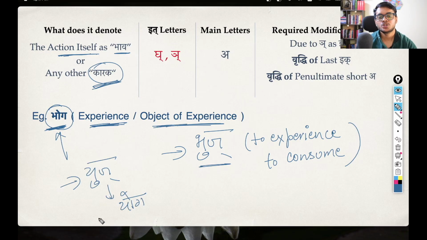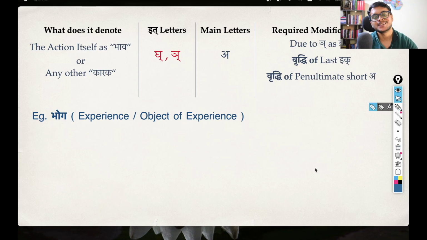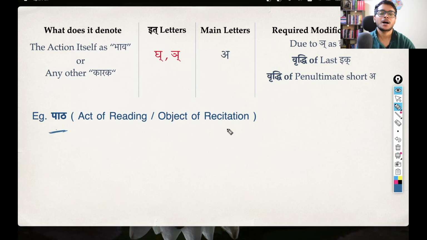So just as from yuj we got this yoga, similarly from this bhuj we get this pratipadika bhoga. So I don't need to repeat the same steps again. So let us just move on and take another example. So now we have this pada patha, and patha means act of reading, and it also means the object of recitation. Okay, again used in the sense of the action itself and used as the karma karaka also.